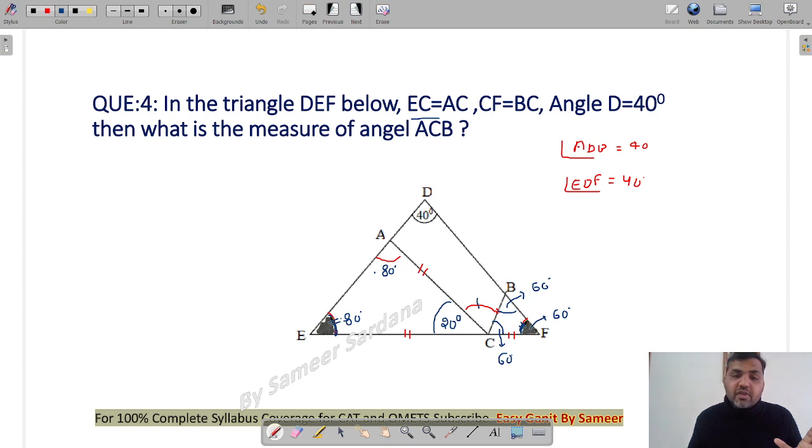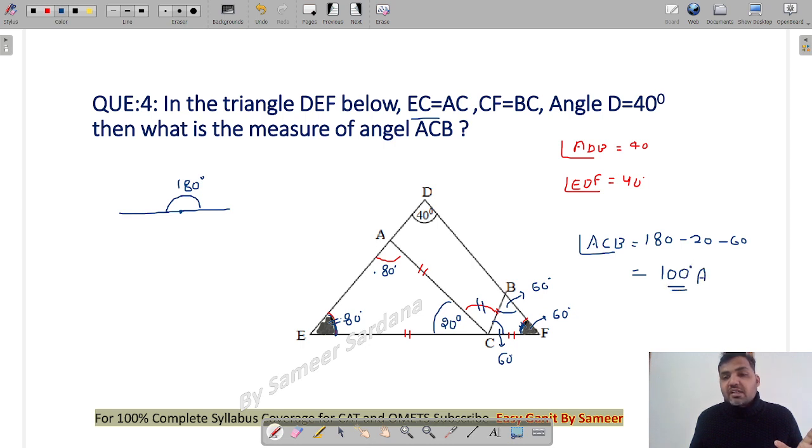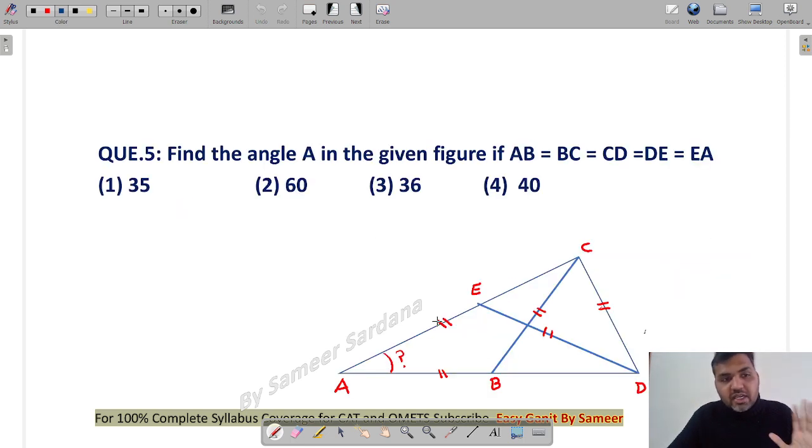Therefore, the value of angle ACB: you can see that the angle made at any point on a straight line is always equal to 180 degrees. This whole angle will be 180 degrees. So can I say angle ACB would be 180 minus 20 minus 60? So this angle will be equal to 100 degrees, and that's the correct answer to the question, guys. This is the way to solve this. If you want to assume some other numbers instead of 80 and 60, your answer will still be 100 degrees. You can try it by yourself.